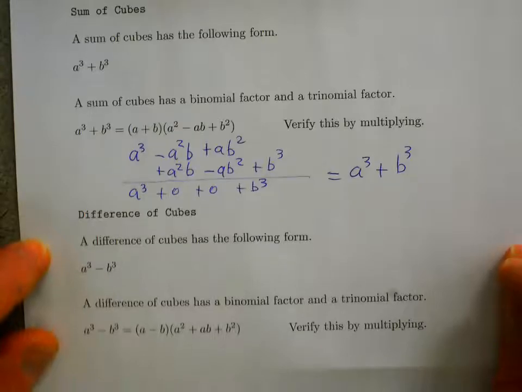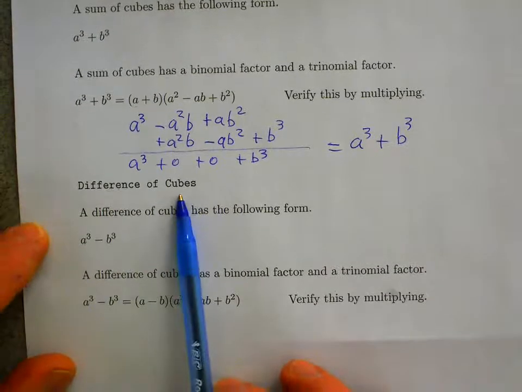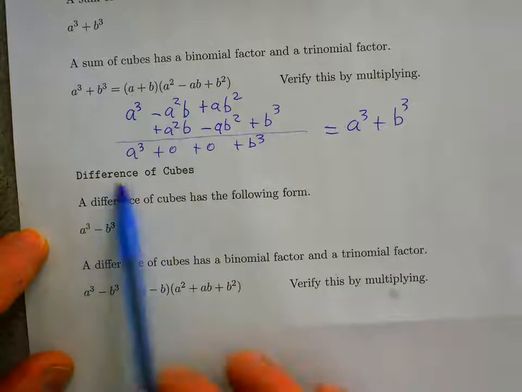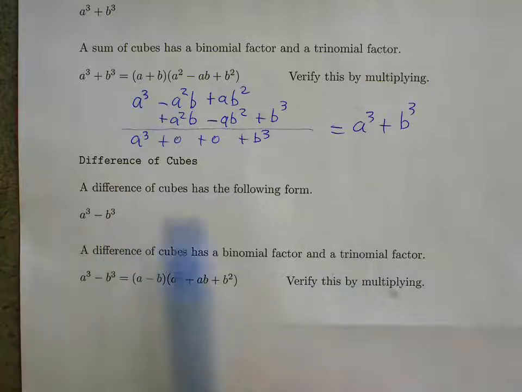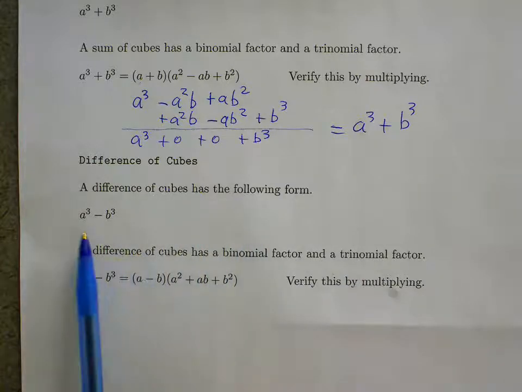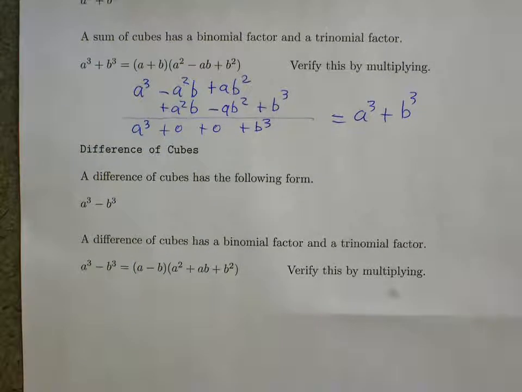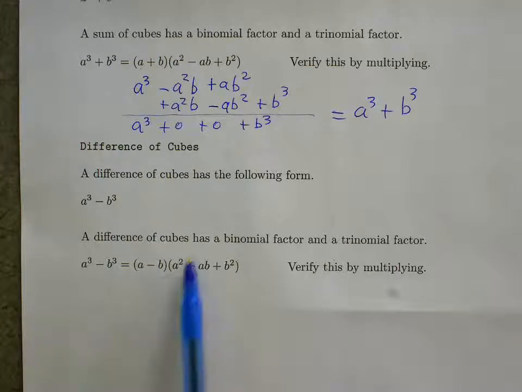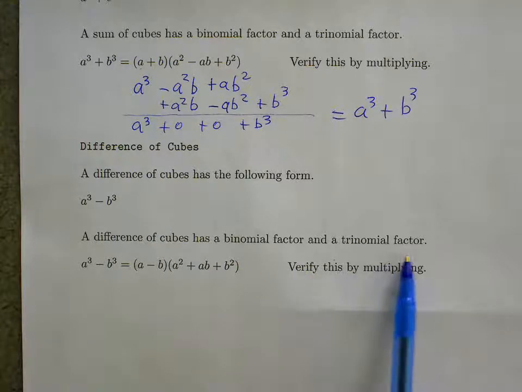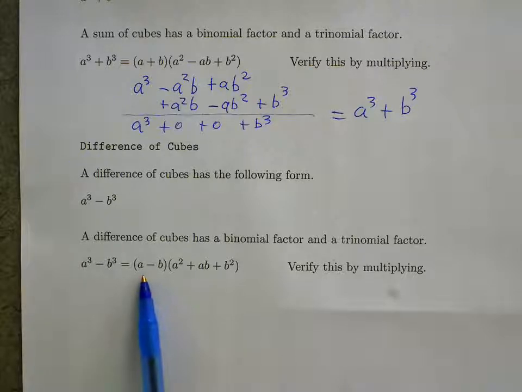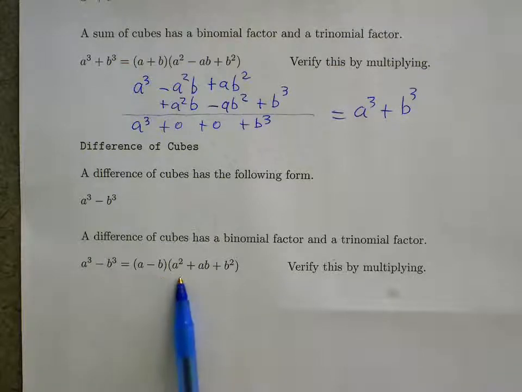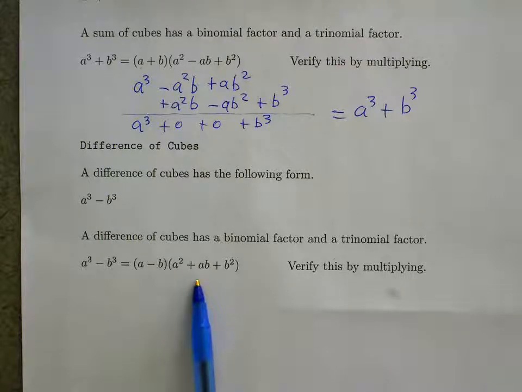Okay, we also have what is called a difference of cubes. Difference implies subtraction. A difference of cubes has the following form: a to the third minus b to the third. And a difference of cubes has a binomial factor and a trinomial factor. The factorization of a to the third minus b to the third, the binomial factor is a minus b, and the trinomial factor is a to the second plus ab plus b to the second.